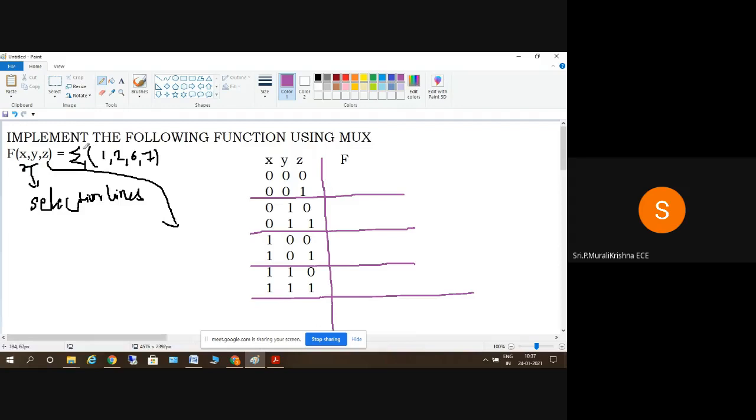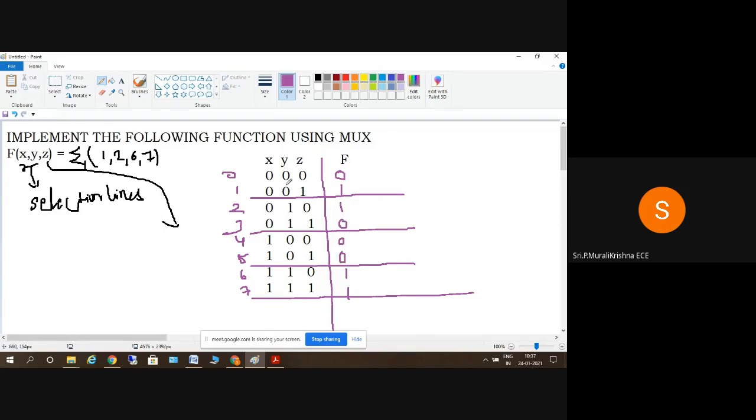Here you are given a function like f is equal to sigma of 1, 2, 6, 7. So where is 1 here? This is m naught, this is 0, this is 1, this is 2, 3, 4, 5, 6, and 7. So 1, 2, 6, 7 will be 1, and the remaining are all zeros, because it is a given Boolean function.